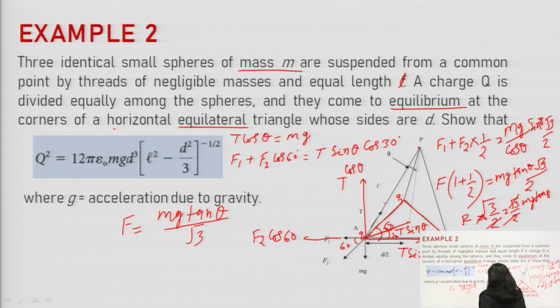Now we need to find the value of F. F is Q1 Q2 divided by this distance squared, because this is an equilateral triangle, so all the sides will be the same. First of all, let us find the value of tan theta. Theta is this angle.